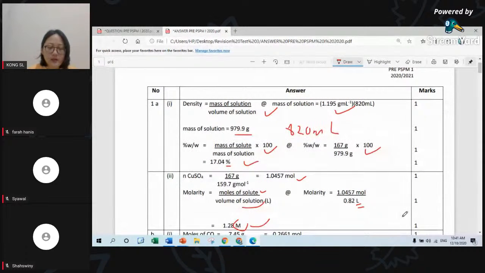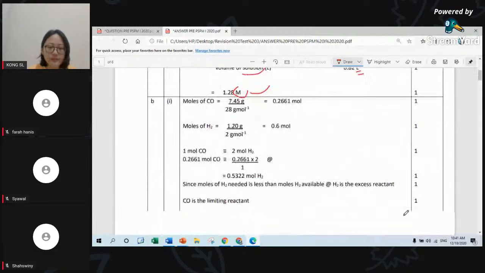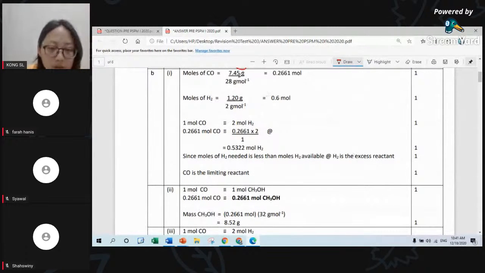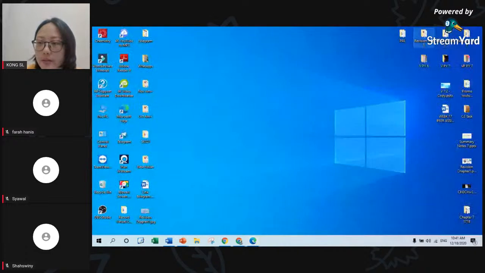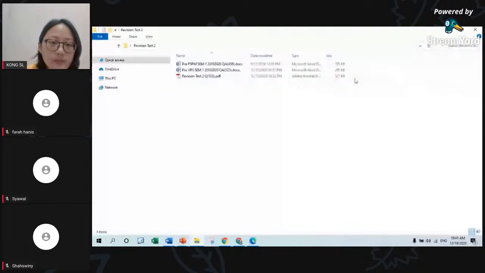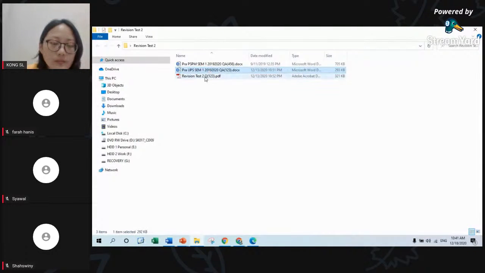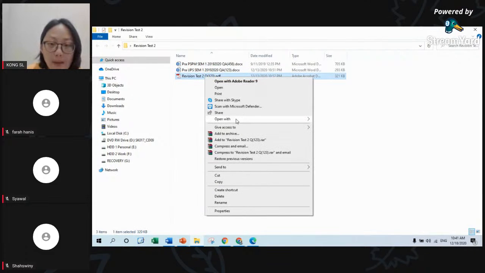Okay, next, limiting reactant. Based on this question, okay, plus, if the question didn't ask this part, you have to find the limiting reactant as well. Okay, if the question didn't ask about it, you have to find the limiting reactant as well. Unless the question is given very clear. So for example, I have to open the revision test because there is one question, so that we can compare.